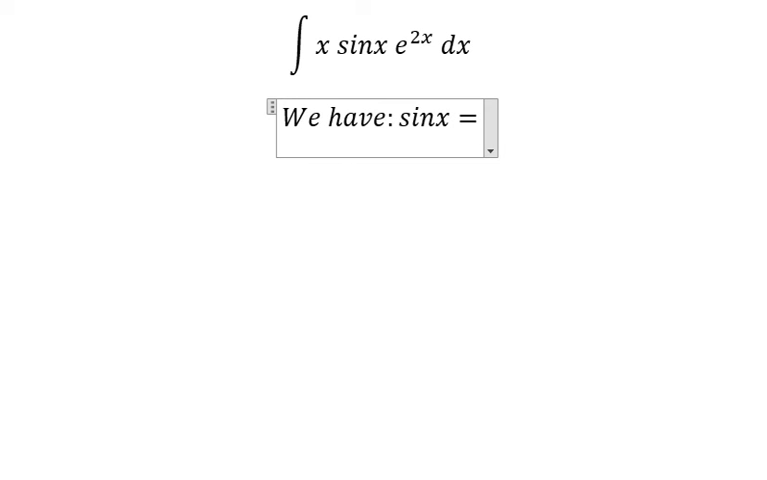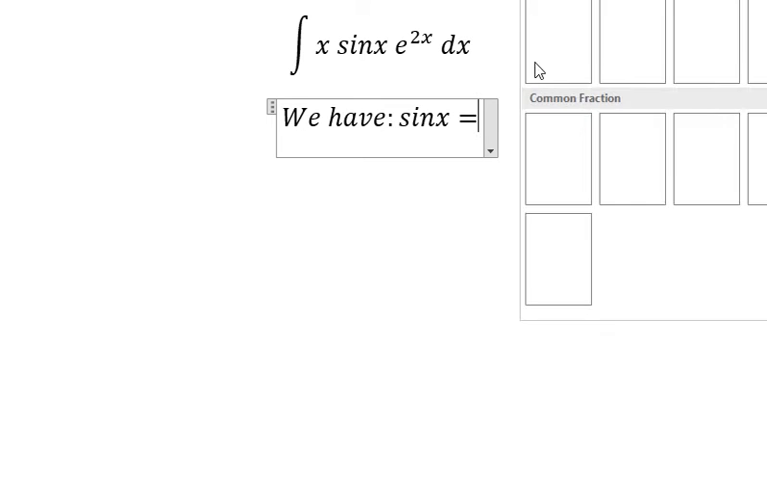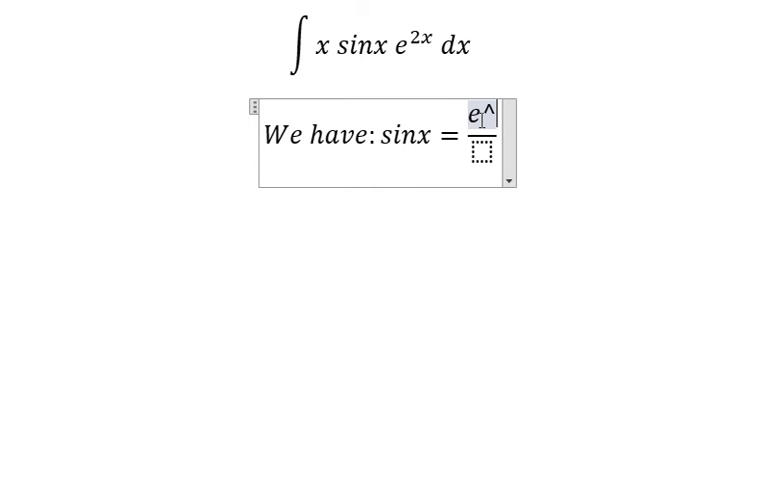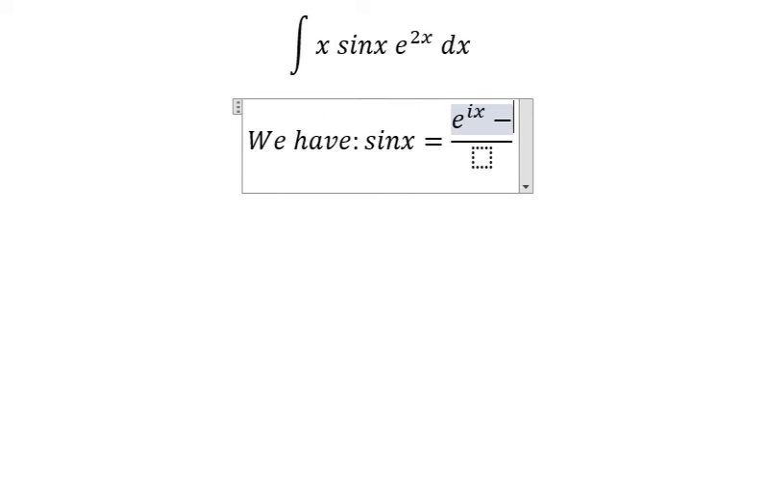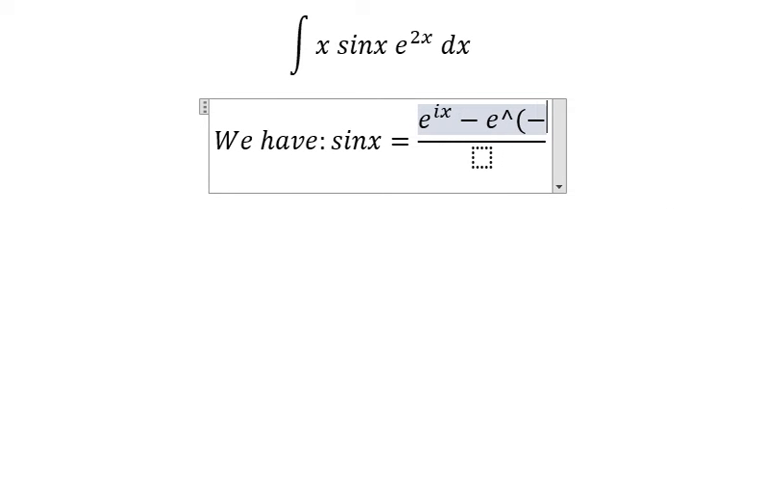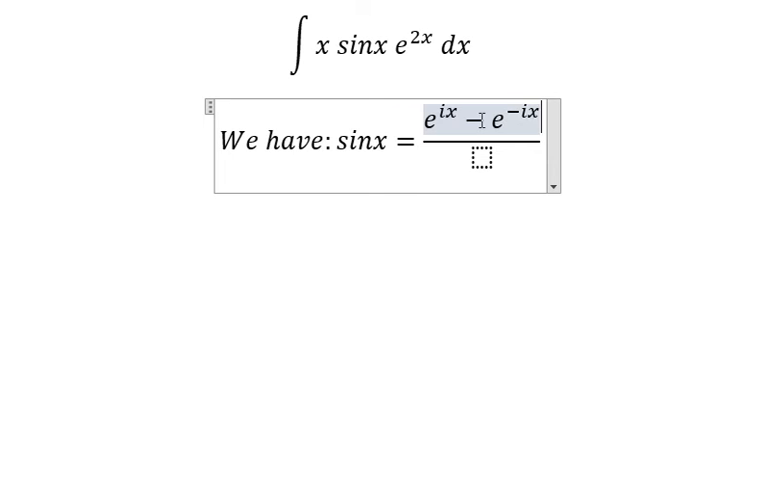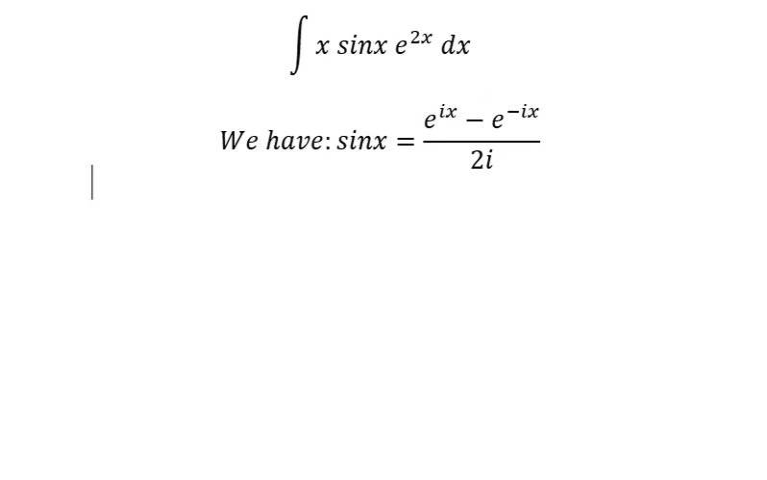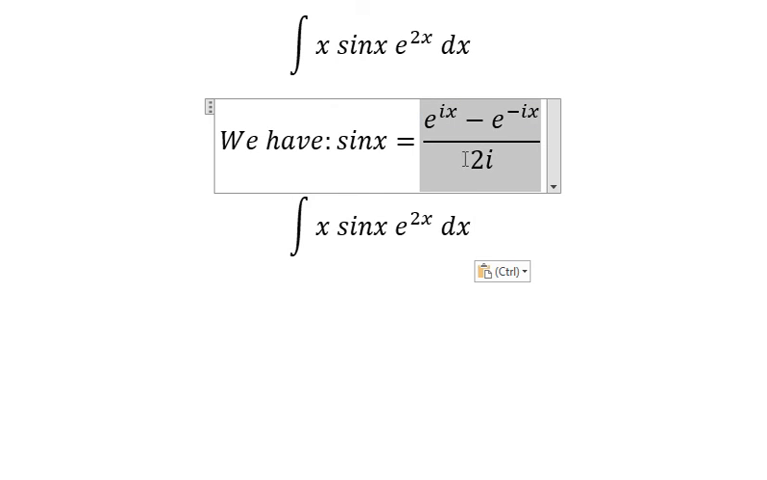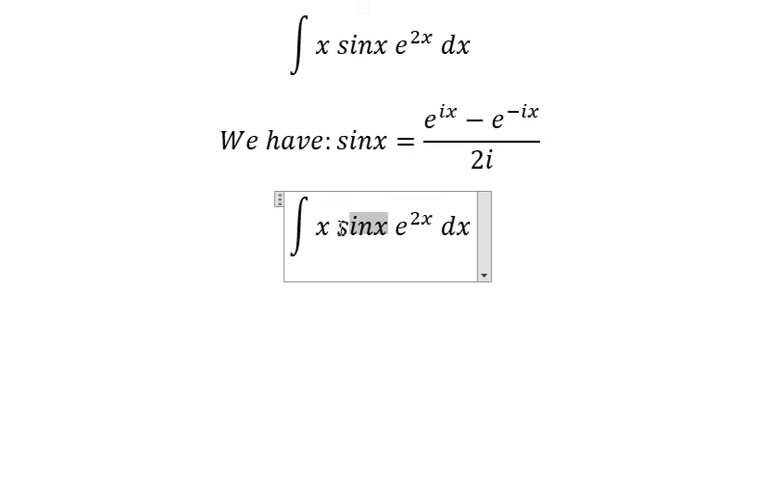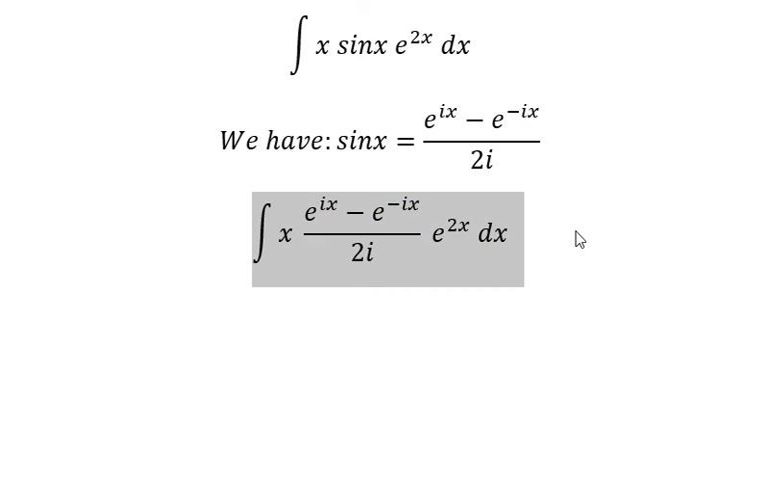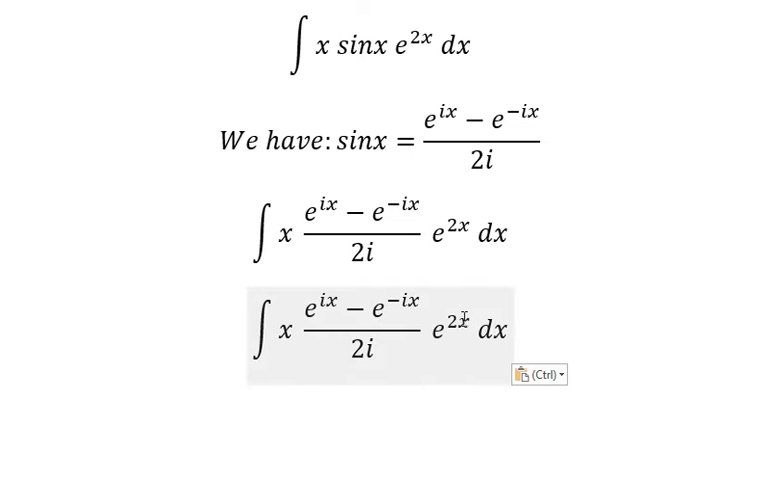Sin x equals e to the power of ix minus e to the power of negative ix, over 2i. Now we need to transform sin x into this one, and we have this one multiplied by this one and this one.